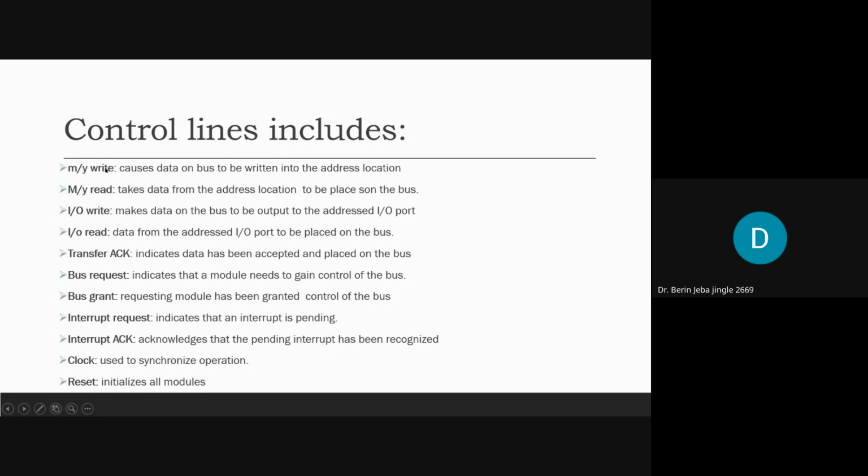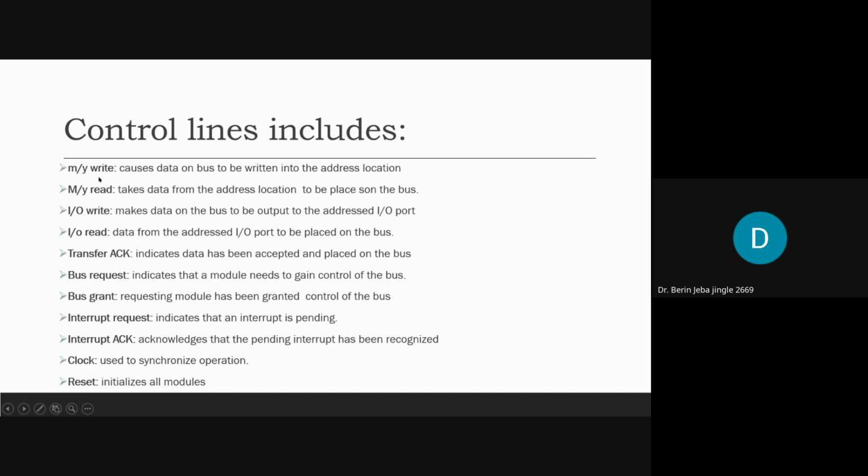Memory read, memory write, IO read, IO write, then transfer acknowledgement. Transfer acknowledgement means if a processor receives a read command, then it acknowledges that it has received it. Then bus request, bus grant, interrupt request, interrupt acknowledgement, clock, reset. These things are sent as control signals through the control line.